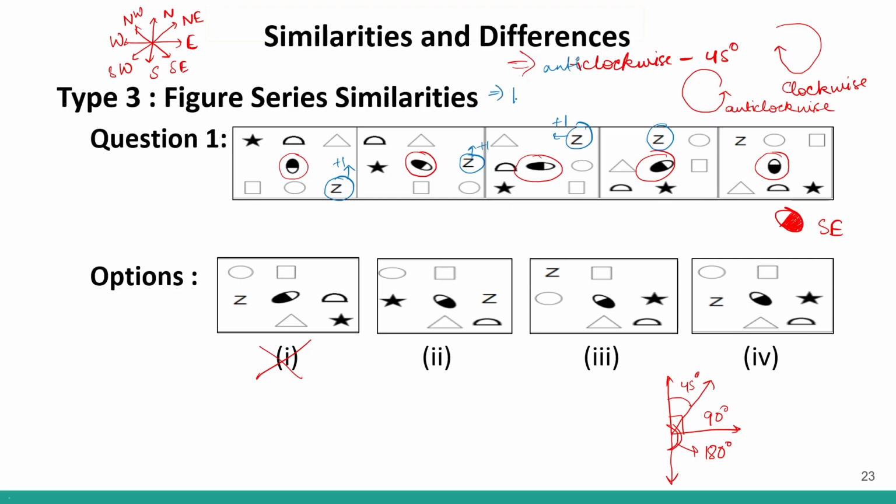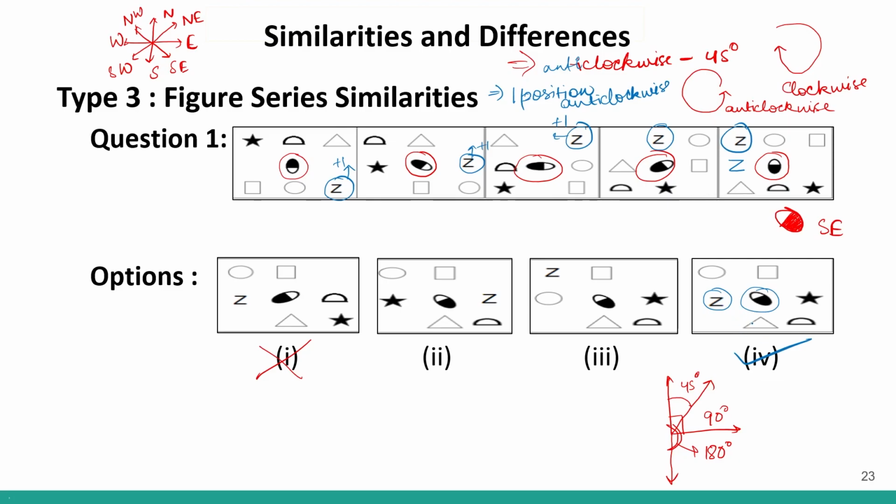Z is also moving one position anti-clockwise. Correct? From here, again, one position anti-clockwise. So one position anti-clockwise will get me Z over here. Out of all these three options, only this option has Z in this place. And this is also correct. So the answer will be option number 4.